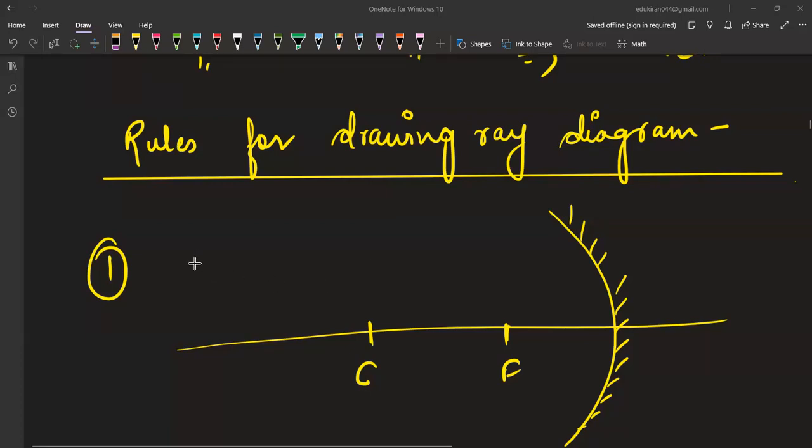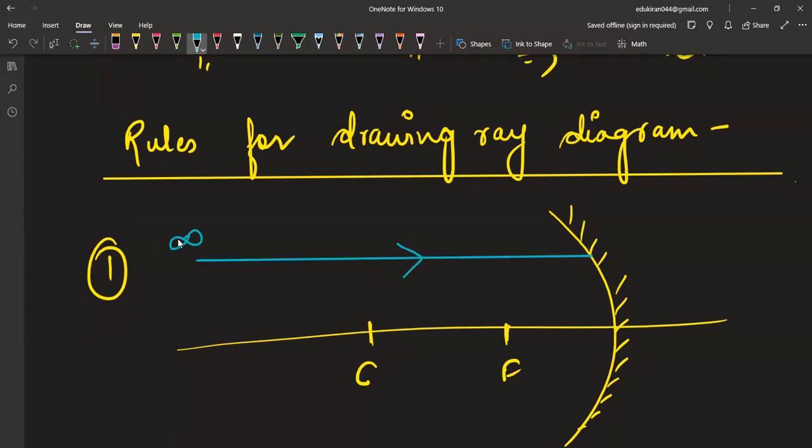Now, suppose rays are falling from infinity and strike it. Your object is kept over here, at infinity. We are not going to define where the object is at a precise location. Light rays are simply coming. The main property is that they are parallel to the principal axis. This is our principal axis, and the light rays are parallel to it.